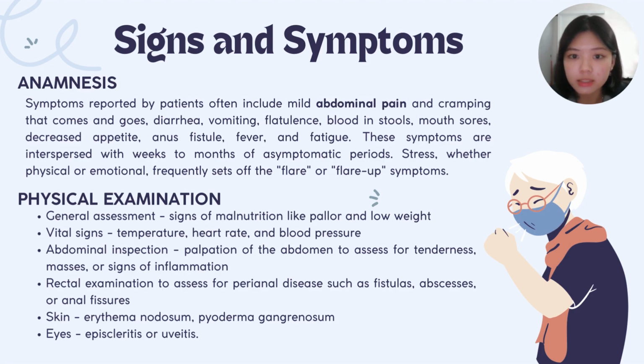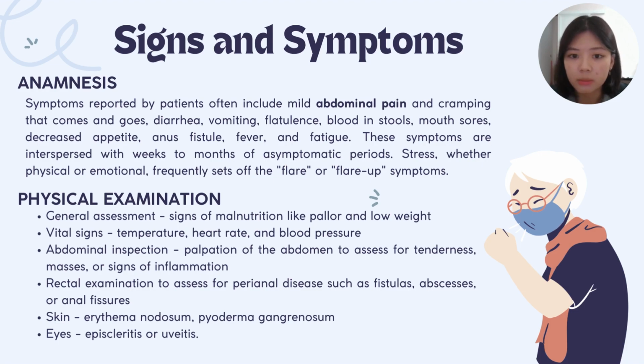From the anamnesis, symptoms reported by patients often include mild abdominal pain and cramping that comes and goes, diarrhea, vomiting, flatulence, blood in stools, mouth sores, decreased appetite, fistulas, fever, and fatigue. These symptoms are interspersed with weeks to months of asymptomatic periods. Stress, whether physical or emotional, frequently sets off flare-up symptoms.